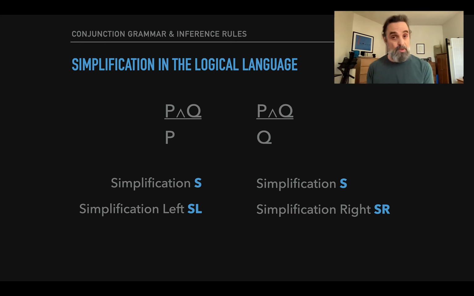This rule works with conjunctions, but of course it doesn't work with conditionals. And the conditional rules don't work with conjunctions, right? Modus ponens and modus tollens are about how conditionals work. They don't work with conjunctions. Simplification is how conjunctions work and doesn't work with conditionals.